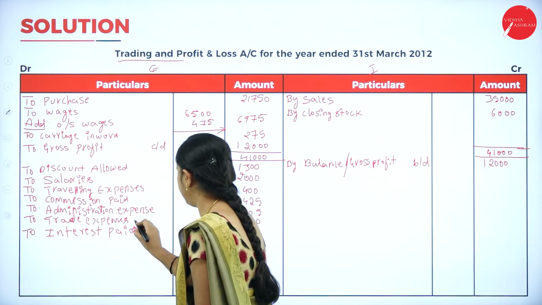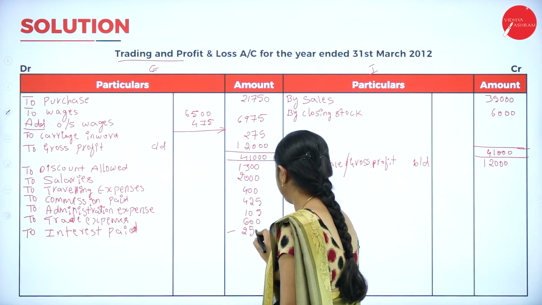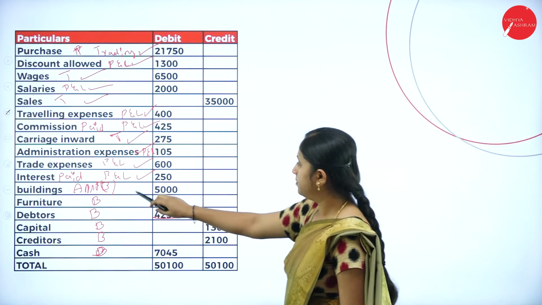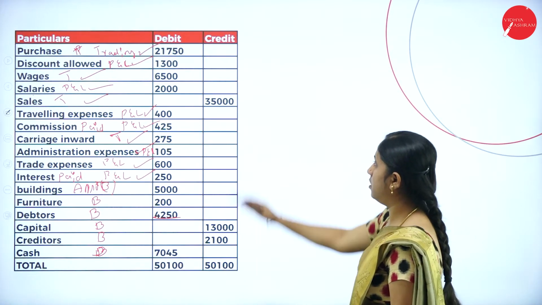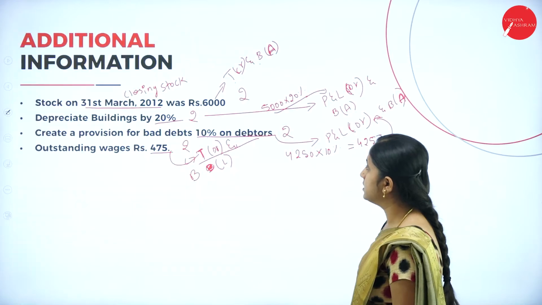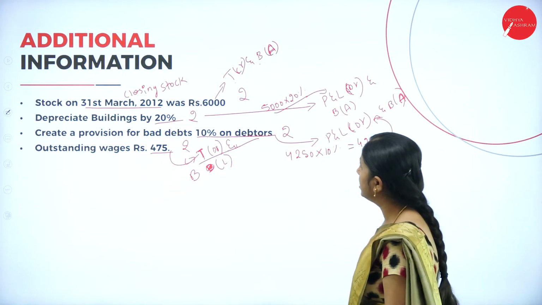To interest paid 250. Next, the balance sheet. All the profit and loss account items are considered. Just look at the additional information.